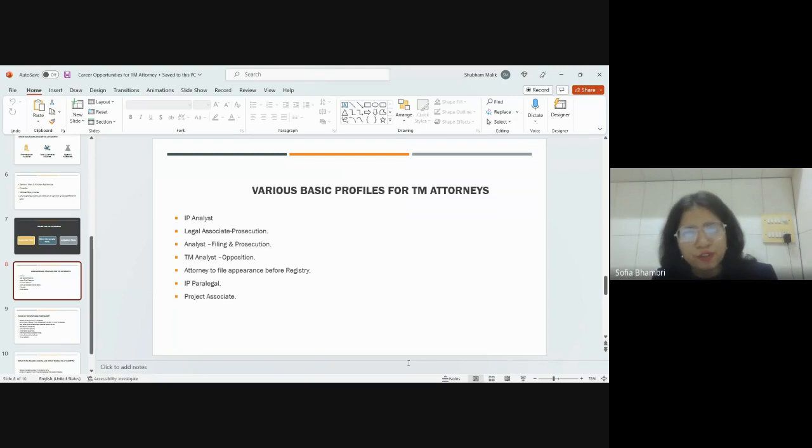Now, a project associate. See, now what are these project associates? These are those people who are hired for a particular project or a particular TM protection only, right? So once their work is done, your assignment is over. So as a freelancer, you can say freelance or project-based work, project-based profile. This is what that is.